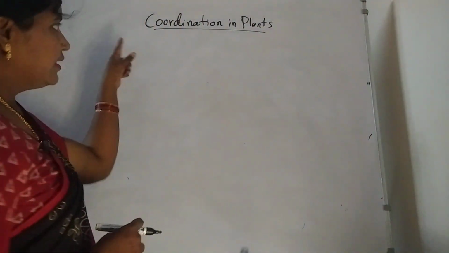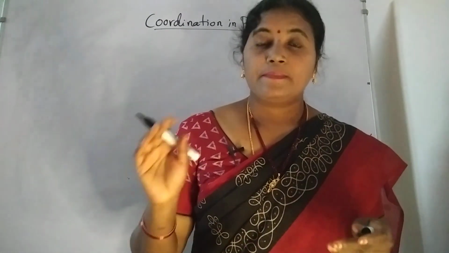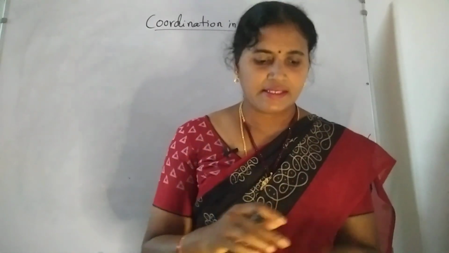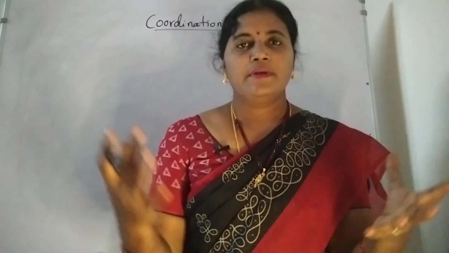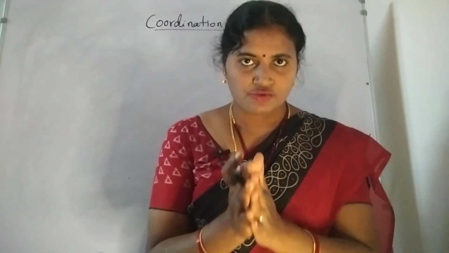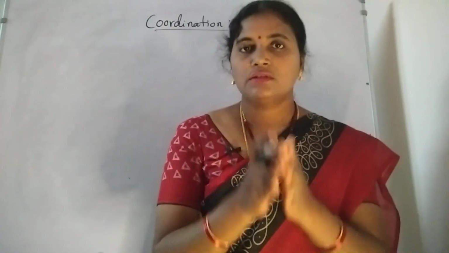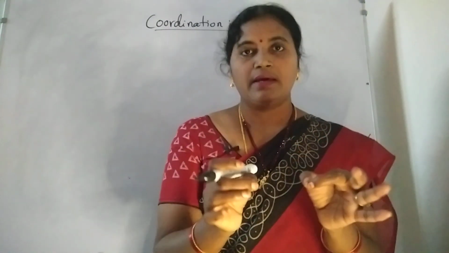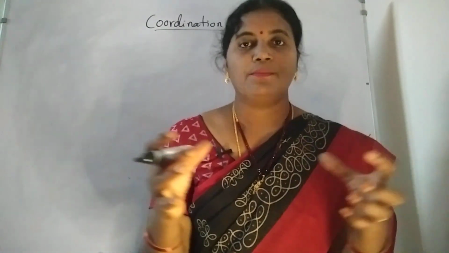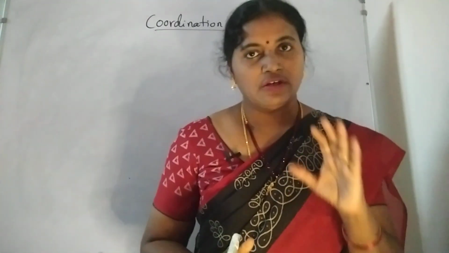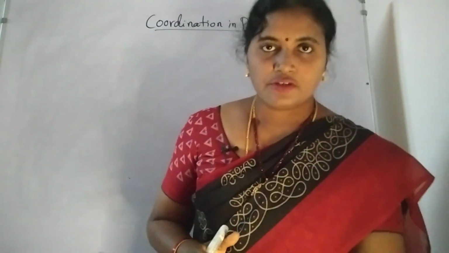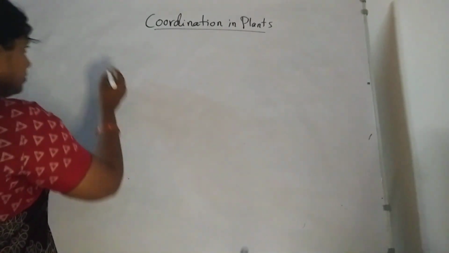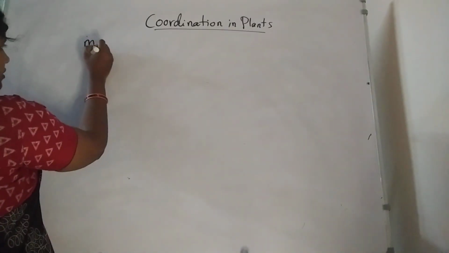Okay, so coordination in plants. First of all, you have to know what is movement and what is locomotion. Why? Because coordination means the ability to function with all body parts together. So write down: coordination is the ability to coordinate all the body parts for the functioning of the body. For that, first you need to know what is movement.